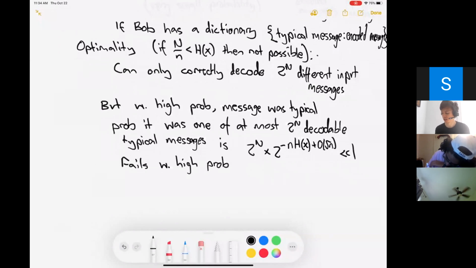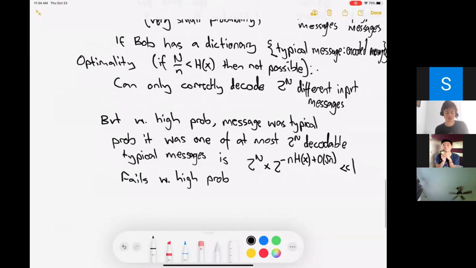Any questions about how that proof worked and what the question was? Yes: how could a message be atypical in the first place?